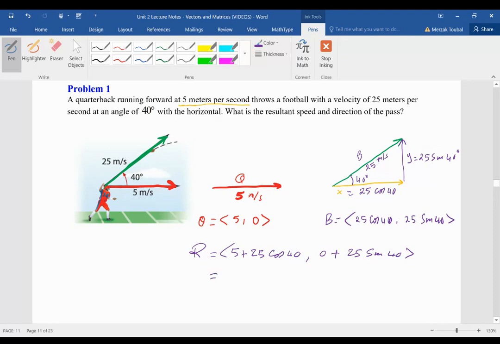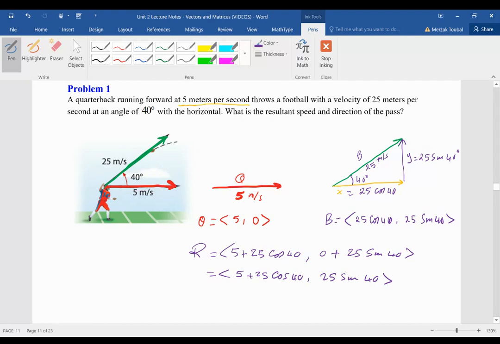Now, this is the resultant vector in component form. We can simplify this and round it, or we can keep it like this. So we just need to get rid of that 0. So 5 plus 25 cosine 40, and then 25 sine 40.